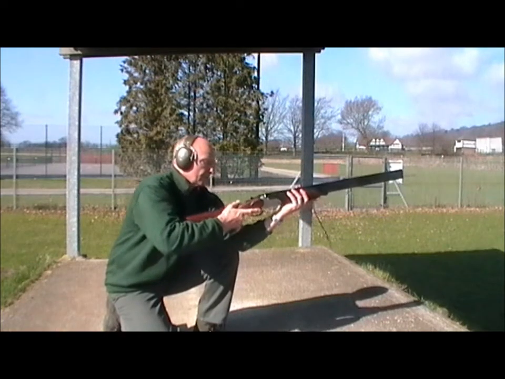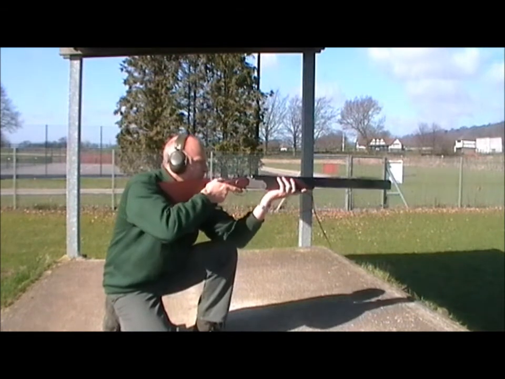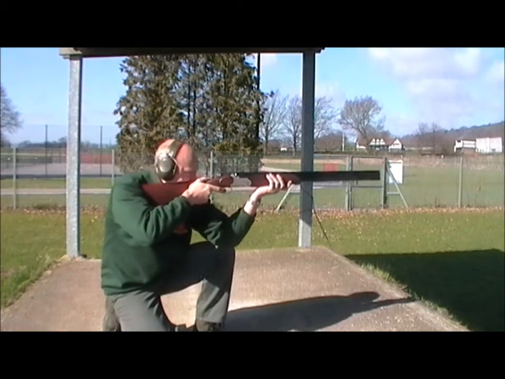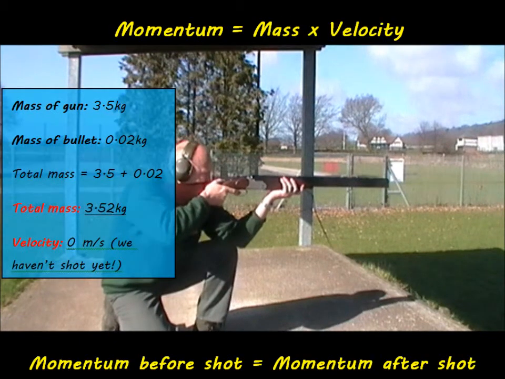So let's watch our volunteer as he fires the gun, and notice the direction the gun travels in once the bullet's fired. That backward motion is called recoil. So before we shoot the gun, we need to consider both the mass of the gun and the mass of the bullet. If we estimate that the mass of the gun is about 3.5 kilograms and the mass of your average bullet is about 20 grams, then the total mass is 3.52 kilograms.